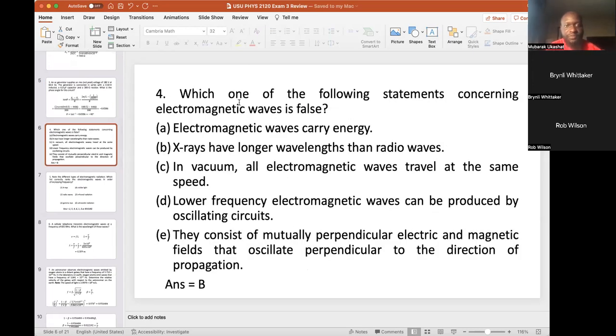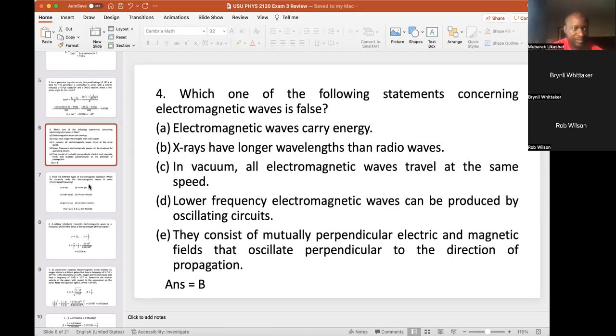Number four, which one of the following statements concerning electromagnetic waves is false? Electromagnetic waves carry energy, that's true. X-rays have longer wavelengths than radio waves, that's not true. X-rays have higher frequency than radio waves, and higher frequencies mean shorter wavelengths. So B is definitely an incorrect one, and you can also see that all the rest are true. Apart from B, the statement that is false is that X-rays have longer wavelength than radio waves.